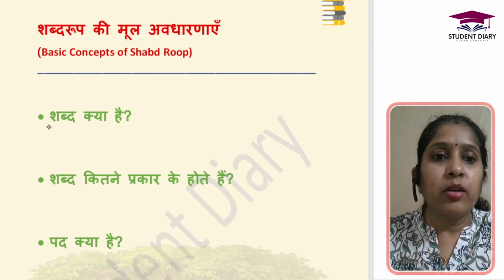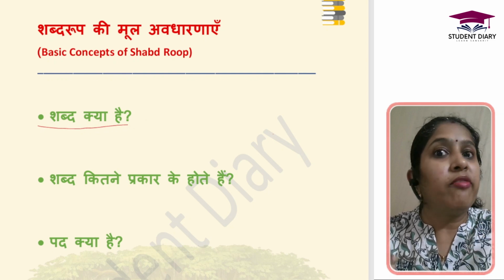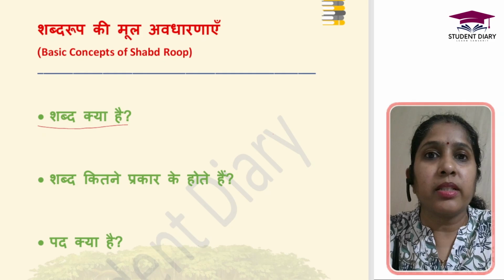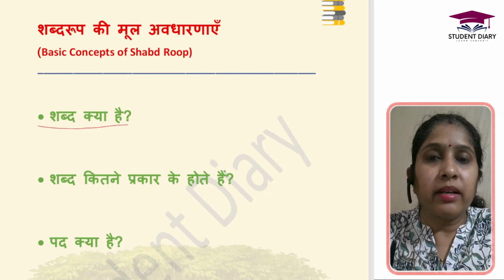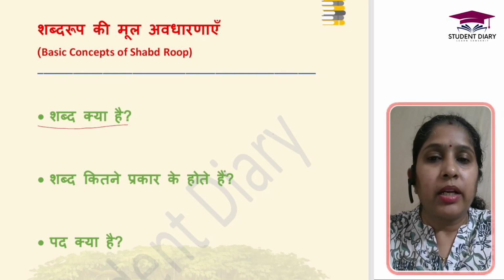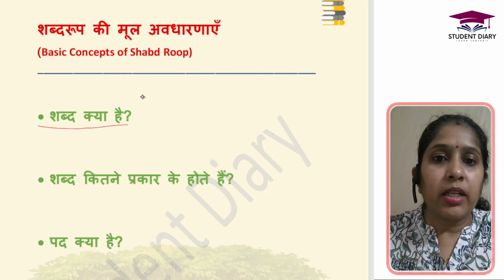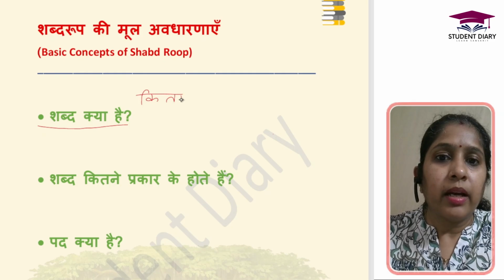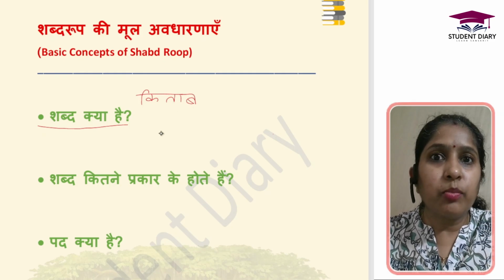Now, in the Shabdroop word itself, the first word is Shabd, right? So now if I ask you, what do you mean by Shabd? Shabd is word, right? Now, if I ask you to define word, what it is? Word is like a group of letters which are arranged in such a way that we get something meaningful, right? Like if I say the word kitab, right? If I say the word kitab means book, right?